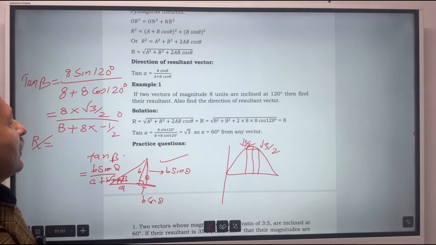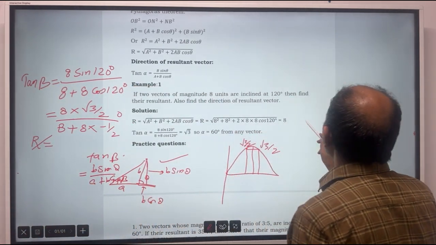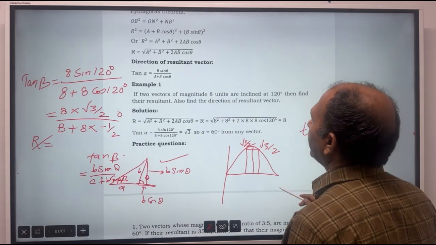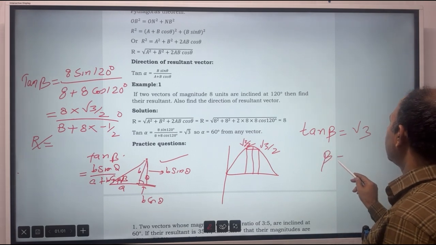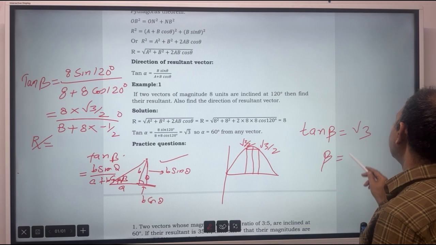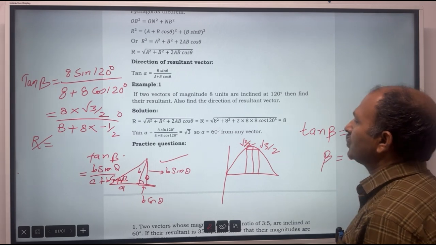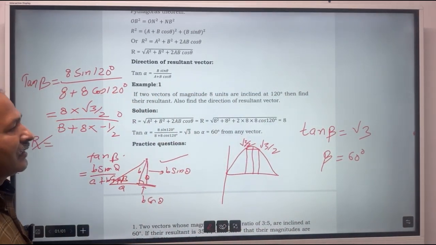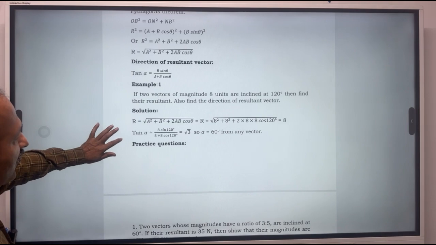So we get √3. So we have got tan beta or tan alpha, whatever angle we use. Suppose we have taken tan beta and we have got √3. If you remember, at 60 degrees, tan theta gives √3. So beta equals 60 degrees. So this is the angle that the resultant vector makes with the base vector. Now we will see some more questions.